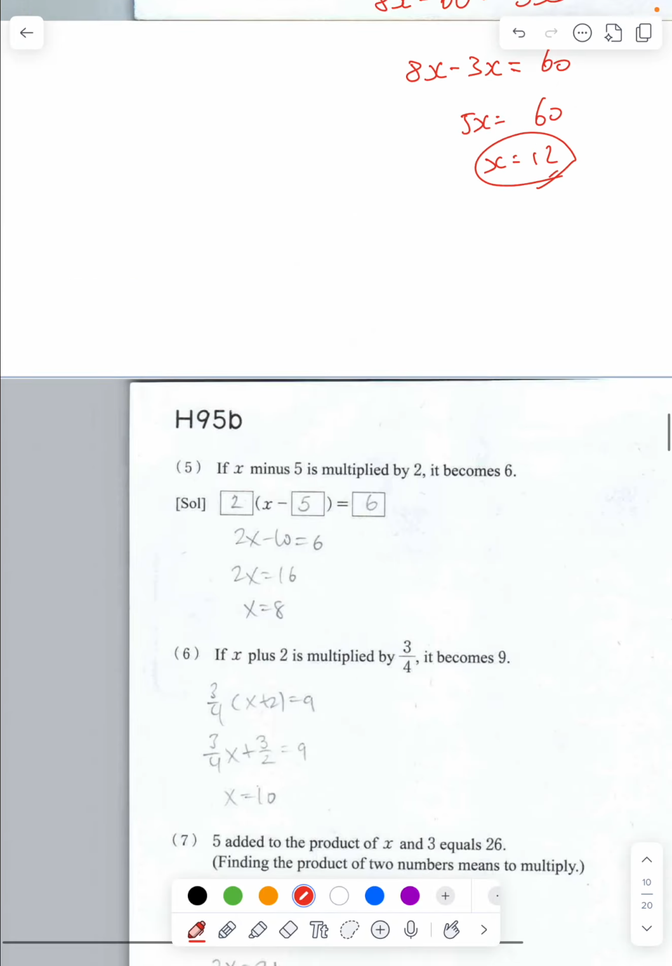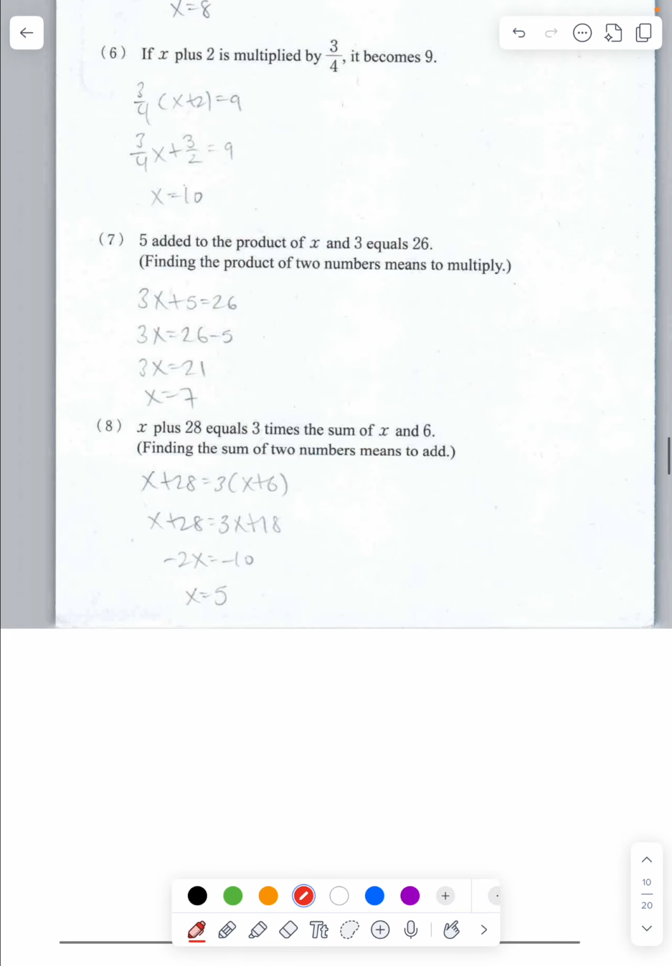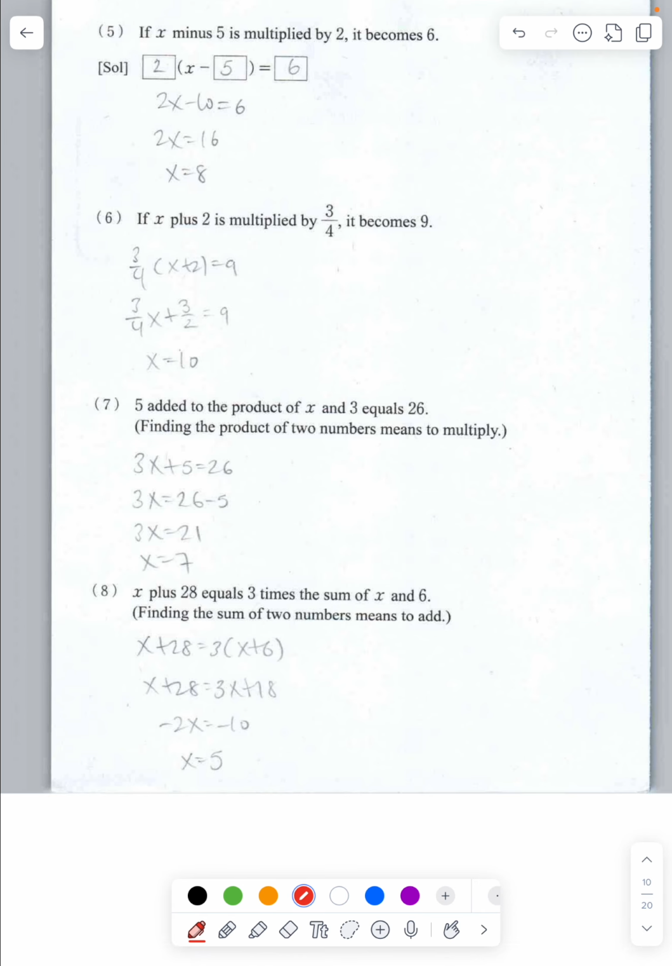Okay, good job. Alrighty, so 95b. All right, so now I want you to take a look at question number 7 and also 8. I just need you to list the equations for me.